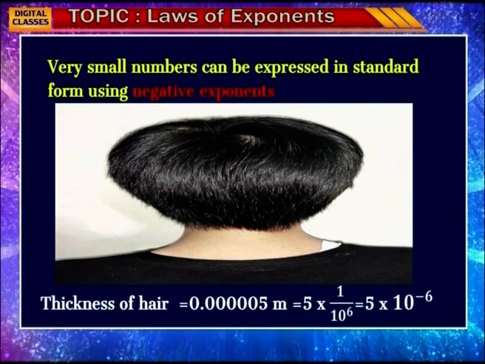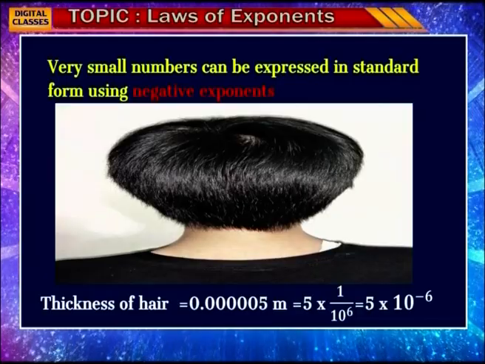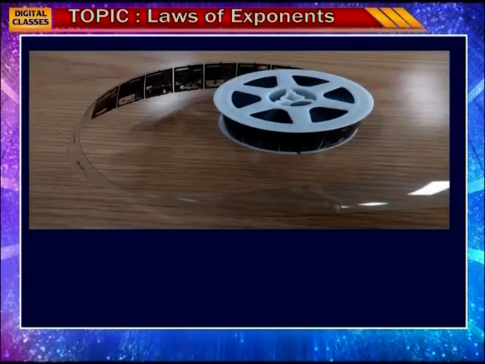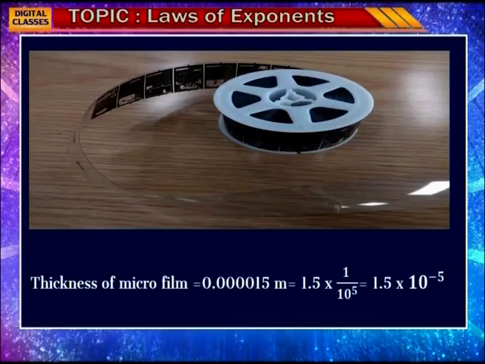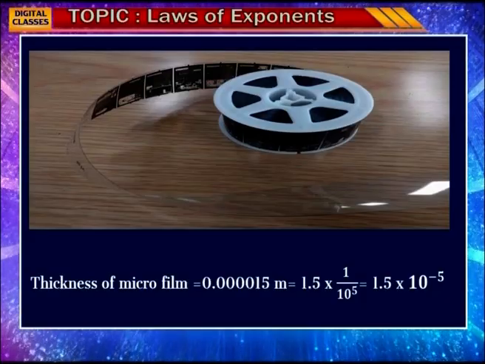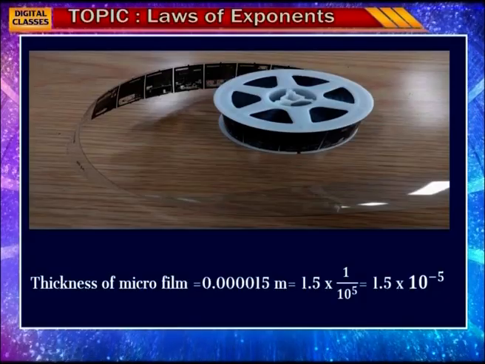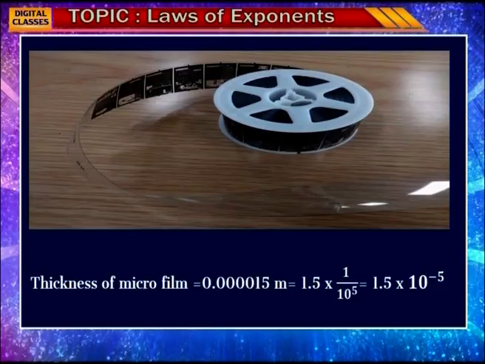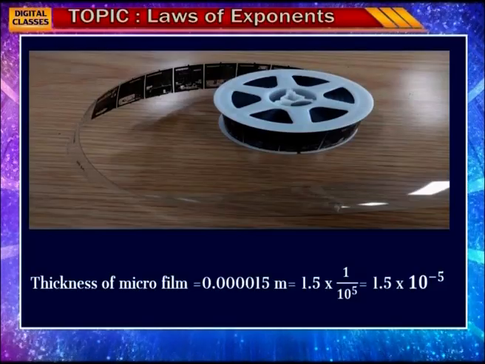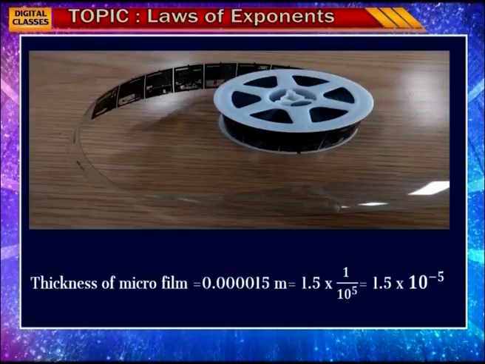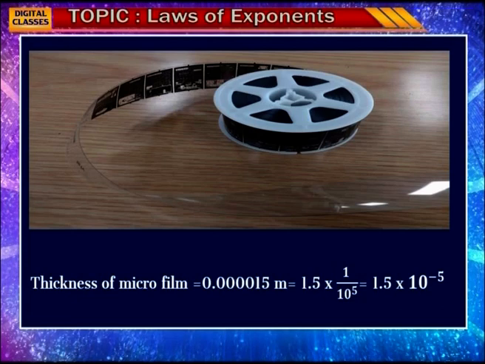So, look at this. The exponent is negative. Again, look at this. This is a microfilm. Do you know what is the thickness of this microfilm? This is 0.000015 meters. So, this can be written as 1.5 into 10 to the power of minus 5. So, this is indicating a number in exponential form with a negative exponent.